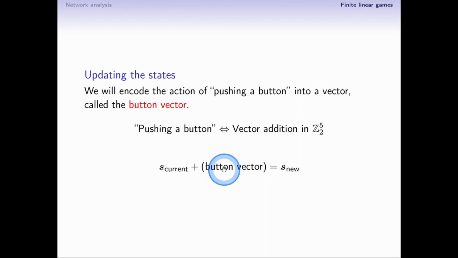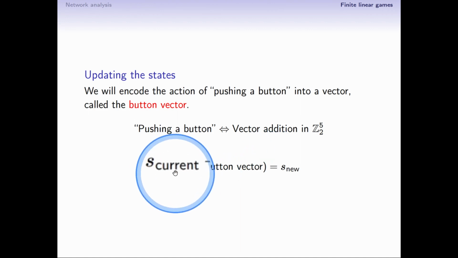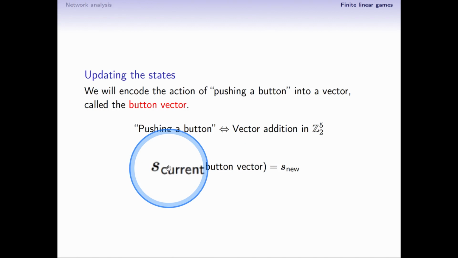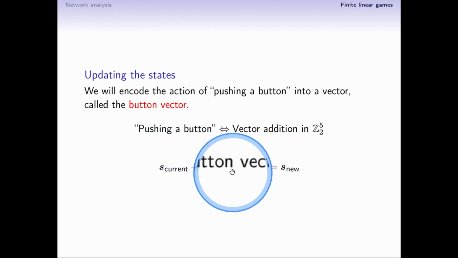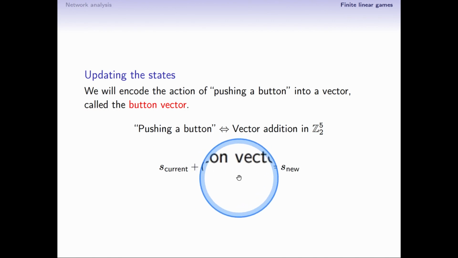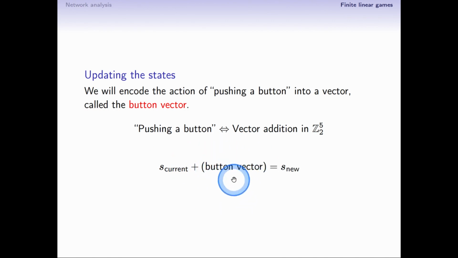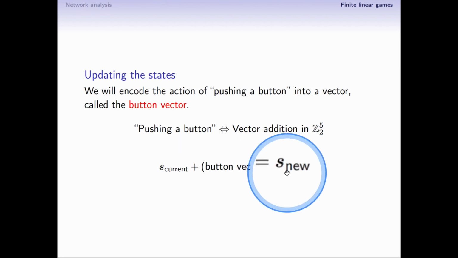In other words, we'll be able to take the current state of the system. When I want to push button C, I'll be able to pull out the button vector that's associated with button C, and by adding that button vector onto the current state of the system in the Z2 sense, I will update it and get the new state of the system. So pushing a button will be equivalent to doing vector addition on the state vector.